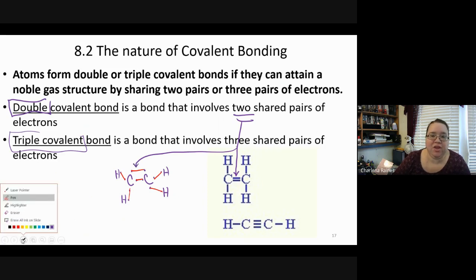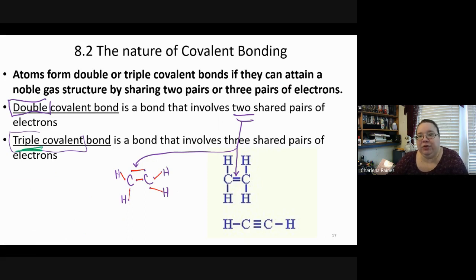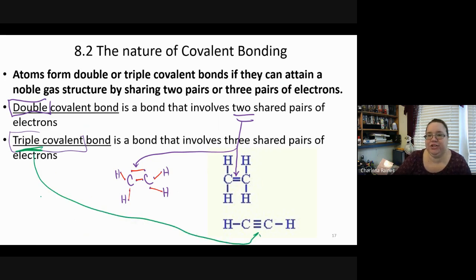And notice that there are no dots left over. Therefore, there are no lone pairs in either of these pictures. So, triple covalent bond. That's the nice, pretty illustration, but we don't typically see the nice, pretty illustration because we're doing the drawings.